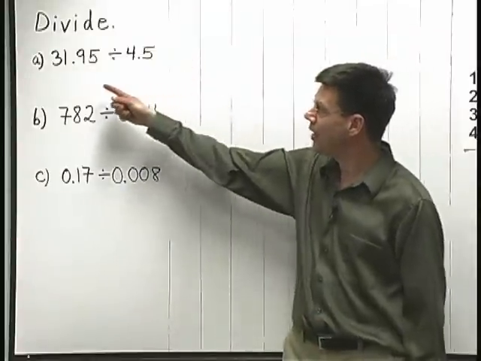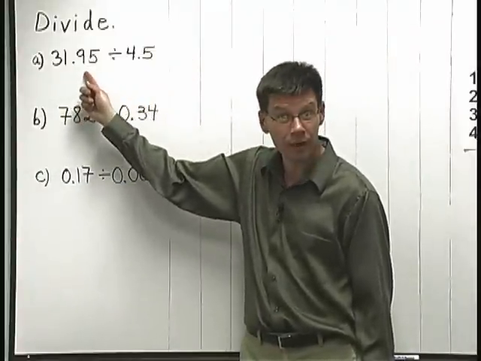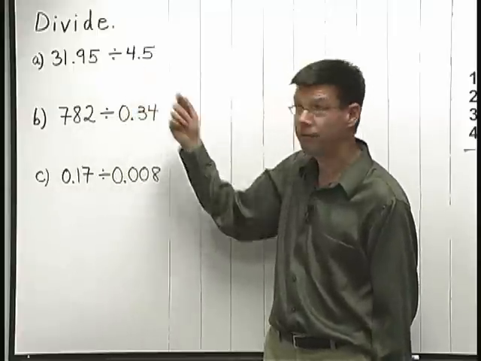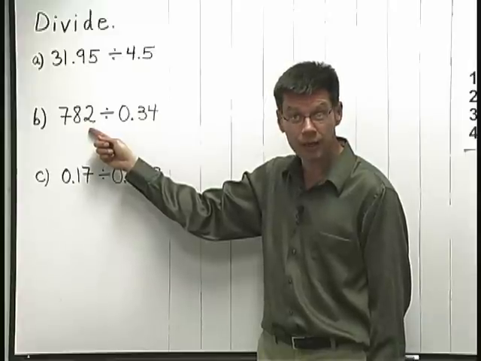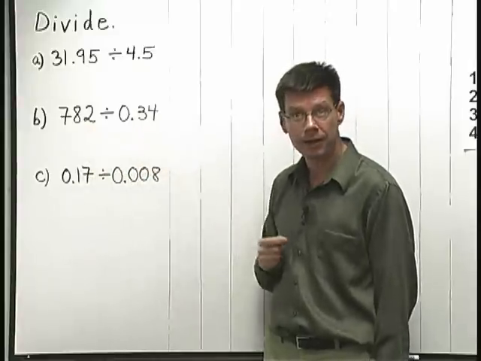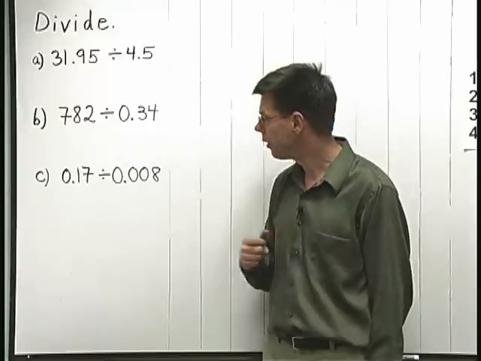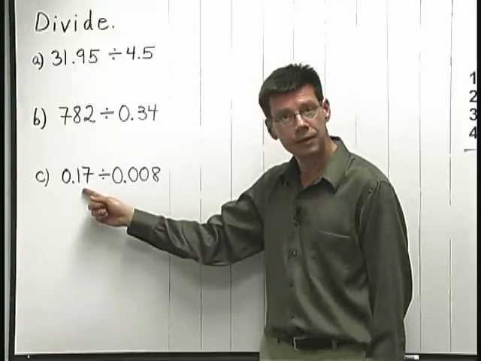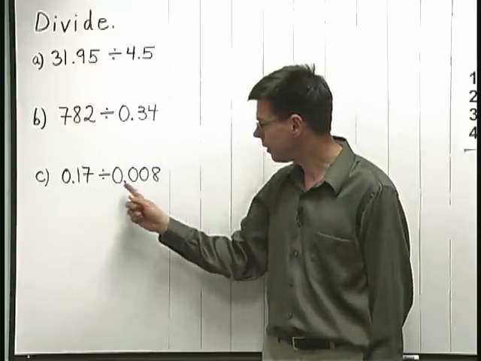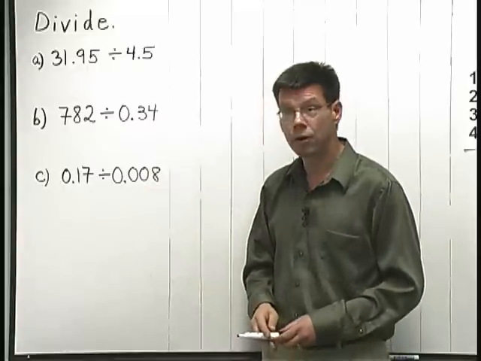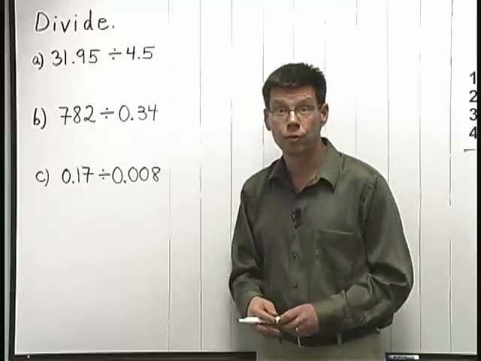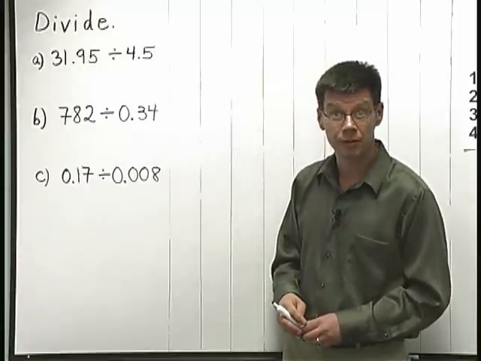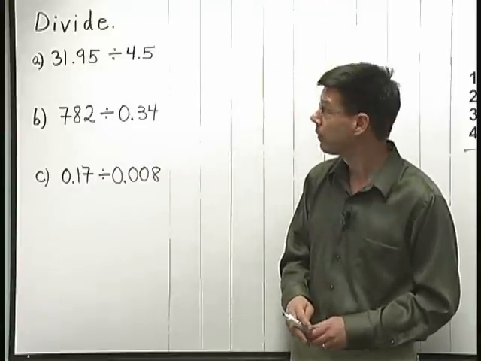Divide A, 31.95 divided by 4.5, B, 782 divided by 0.34, and C, 0.17 divided by 0.008. Let's do a few long division problems involving decimals.